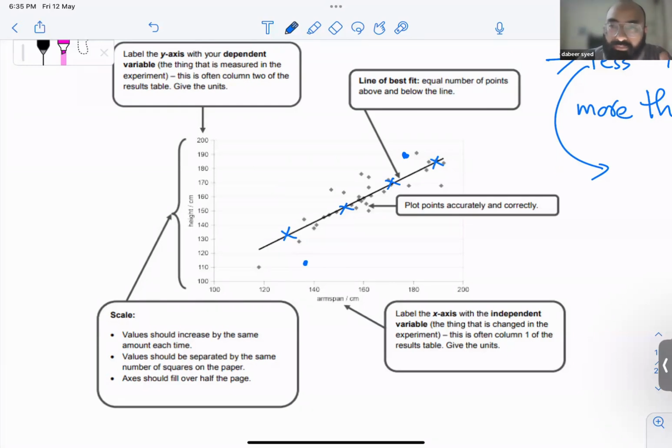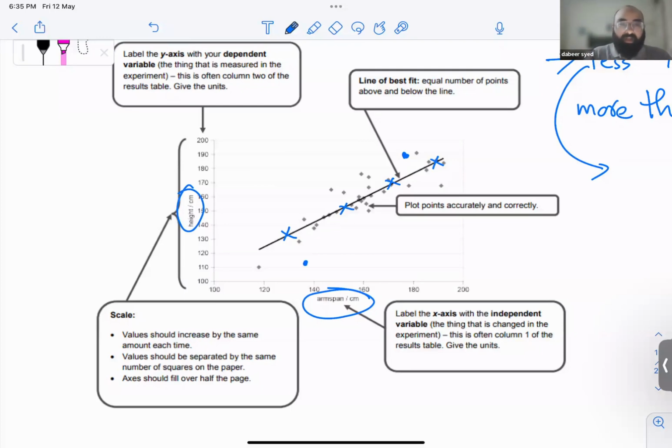Number one. Number two, once you have plotted the best fit line and once you've plotted the points and everything, make sure that your axes are labeled with the units. If you label them without units, you will not get the mark for it.